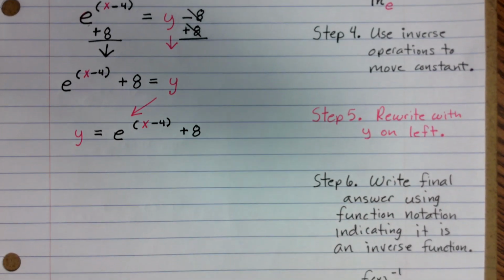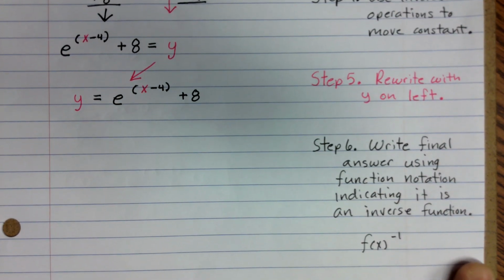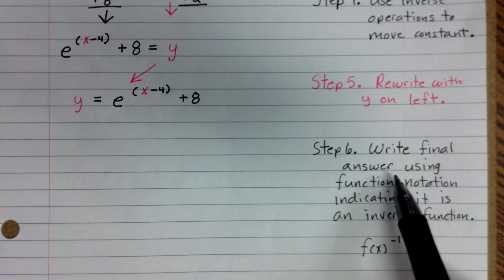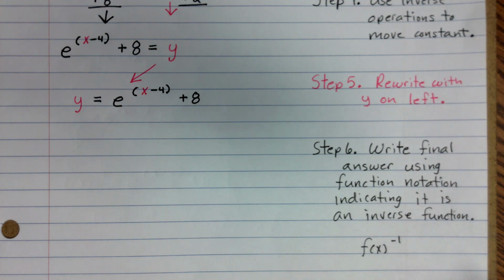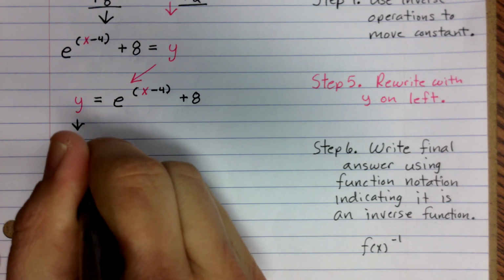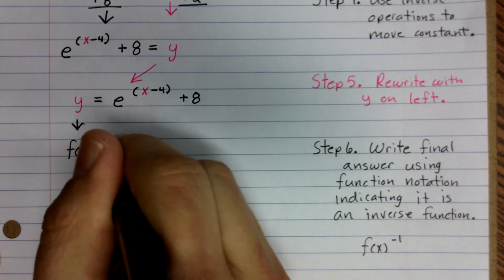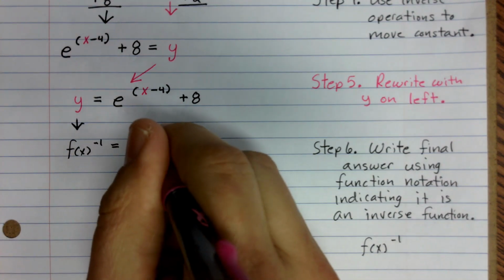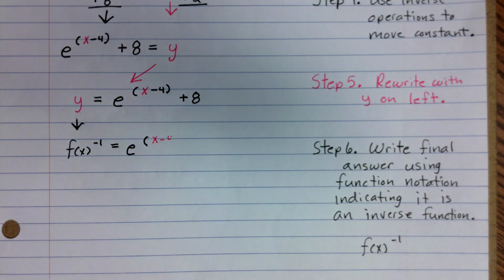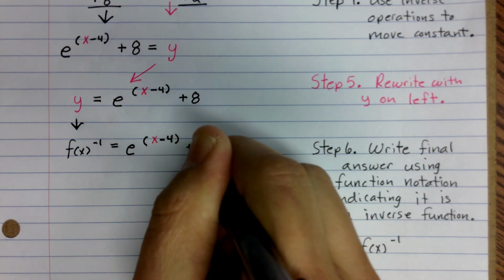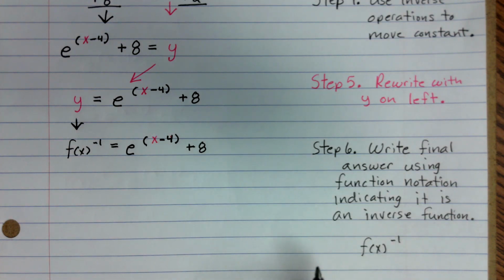Now our final step with this is we want to go ahead and indicate that this is the inverse function of something that we started with. So we're going to do step 6, which is write the final answer using function notation indicating it is an inverse function. The way we indicate that is this y is going to be written as f of x to a negative 1. And we're going to say equals e to the power of x minus 4 plus 8. And then we are done. This is the final answer.